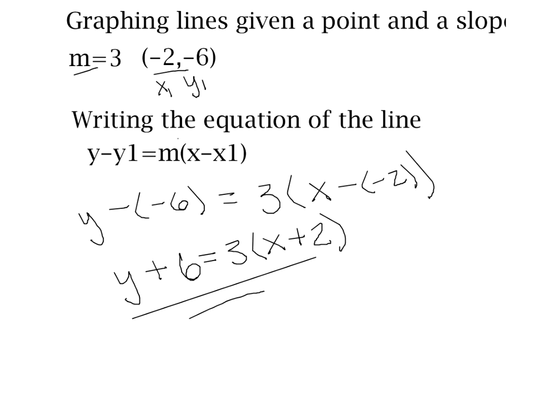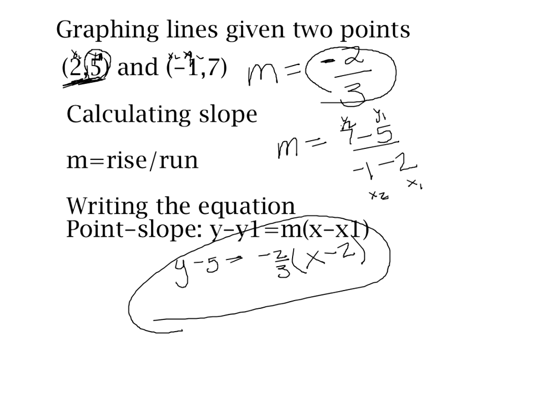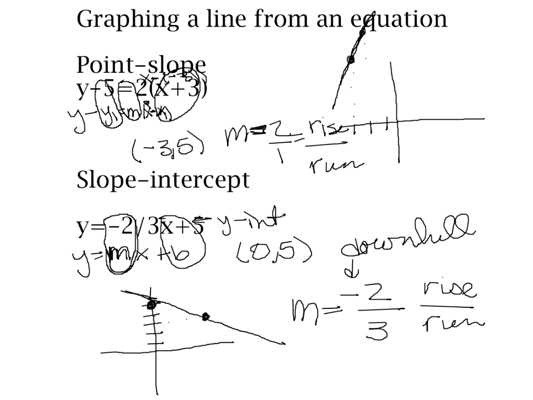So we know how to find an equation. Given some information, we did it with a point and a slope. We did it with 2 points. And then we also took the equation of a line, some equations, and graphed them.